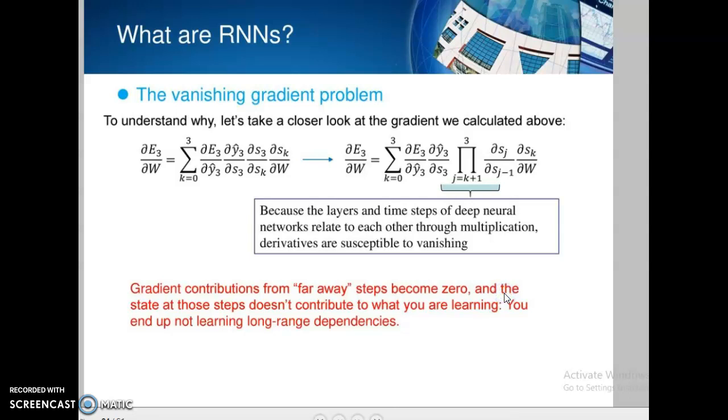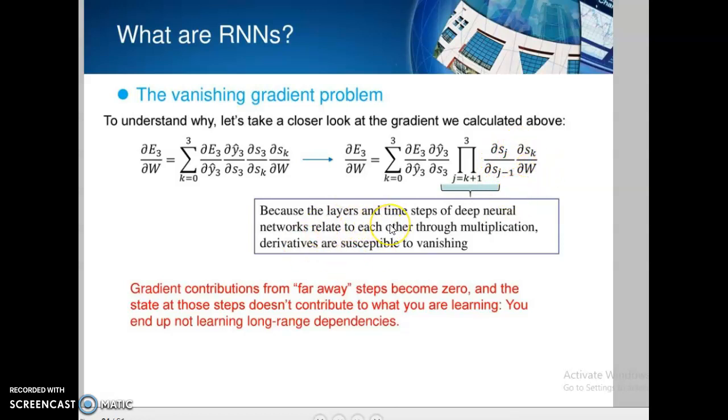What are RNNs? The vanishing gradient problem. To understand why, let us take a closer look at the gradient we calculated above. ∂E3/∂W is equal to the summation of k equal to 0 to 3 of ∂E3/∂Ŷ3 times ∂Ŷ3/∂S3 times the product for j equal to k+1 to 3 of ∂Sj/∂Sj-1 times ∂Sk/∂W.